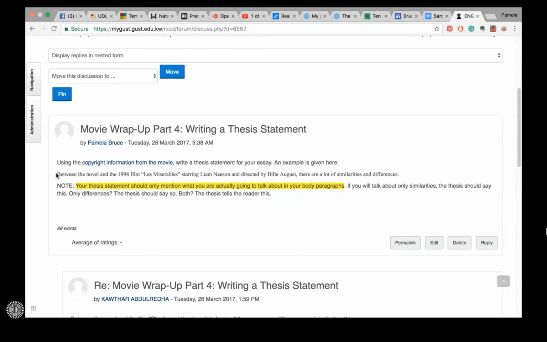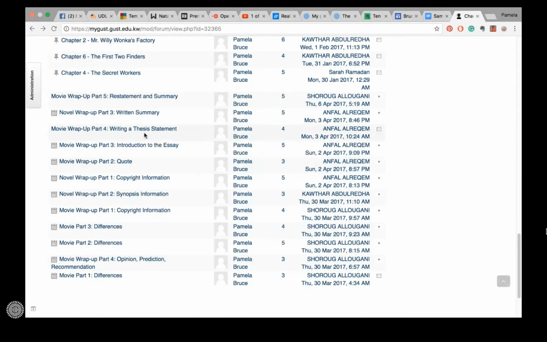So here we've got an example of between the novel and the 1998 film Les Miserables, starring Liam Neeson and directed by Bille August. There are a lot of similarities and differences. Now, obviously, if they're doing Charlie and the Chocolate Factory, it's not going to be talking about Les Miserables. But this gives them the date, it gives them the title, it gives them the starring actor, it gives them the director, and they have already, in that same paragraph, mentioned the novel. And so by breaking it down into small pieces, it helps them along their way.